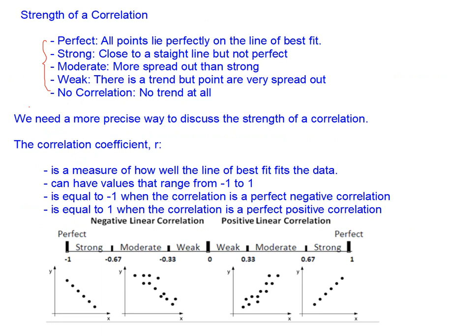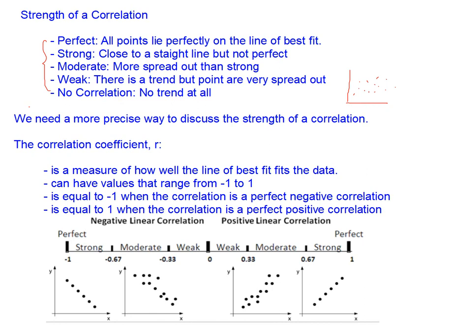A moderate correlation is more spread out than a strong one, as you might guess, and for a weak correlation there is a trend, but the points are very spread out, and while the trend can be seen, it's not quite as obvious that the relationship is as strong. The last one here is that we could have no correlation. There could be a situation where all of the points are just totally scattered randomly throughout the graph, indicating that there's no trend and there's no correlation between the two variables. An example would be that right there.